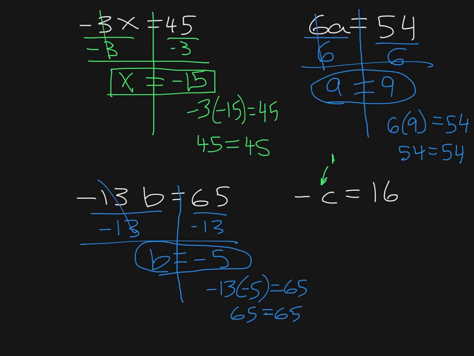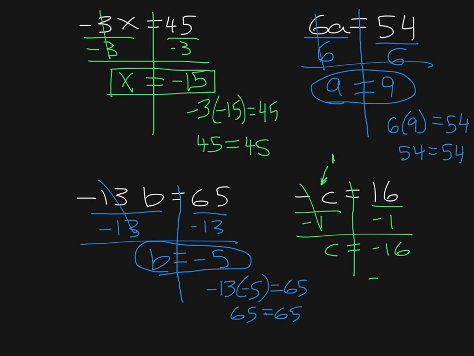So if this is negative 1 times c, I'm going to get rid of that negative 1 by using the inverse operation. I'm going to divide by negative 1. Now when I do that, negative 1 divided by negative 1 is 1. So I get 1c equals negative 16. Forgot to draw my line there. I always want to have that. c equals negative 16.